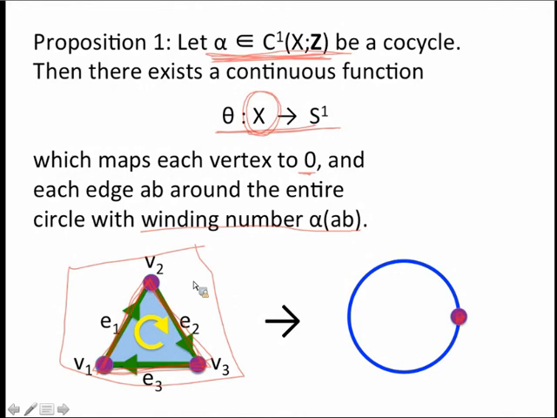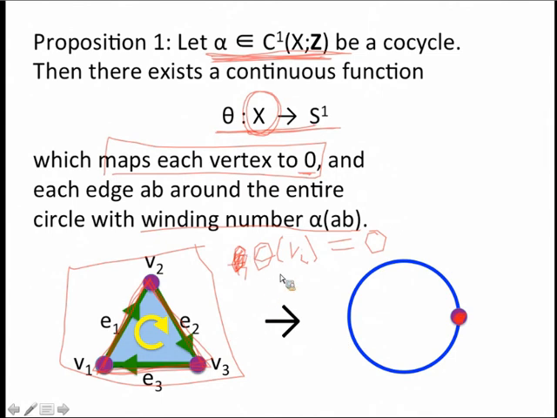Let's see what we mean by that. The proof of this is actually pretty simple. I want to map every vertex to 0. Well, that's simple. I will just define my theta of v_i and send it to 0. So my theta of v_i, all of these just get sent over here to 0. So that's the first thing.